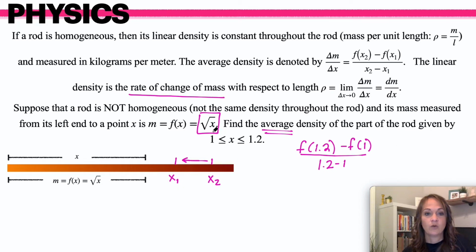So I'm going to plug 1.2 into my function, and then I'm going to plug 1 into my function, and then on bottom, I'm going to subtract. And if you do that, you will get 0.477 kilograms per meter.